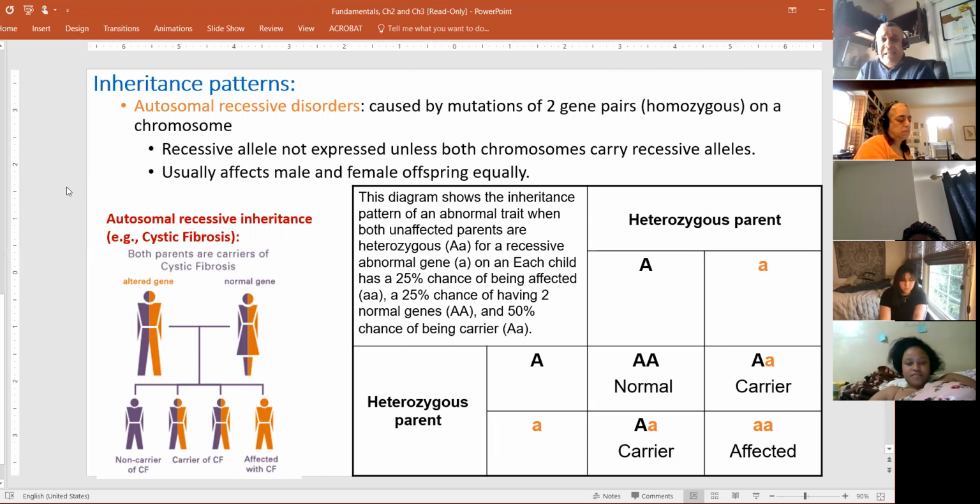For recessive, we have less significance in terms of it being a recessive allele that is the unhealthy or diseased one, and 25% of the offspring will be healthy, 25% affected, and then 50% carriers.